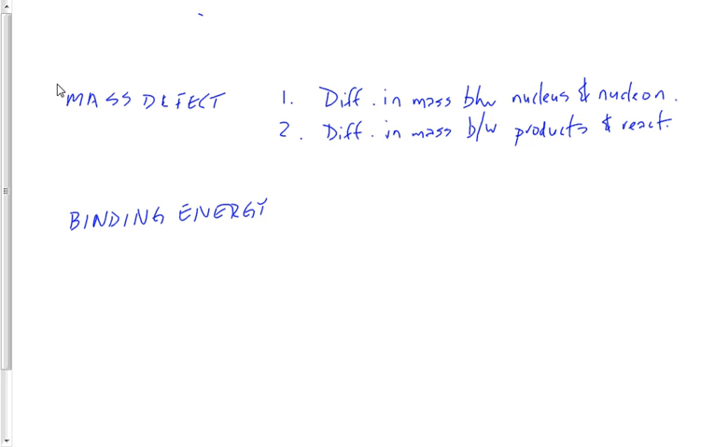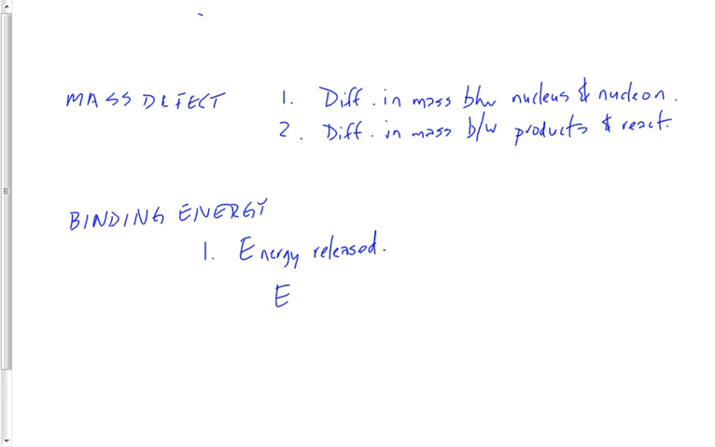Now, this mass defect gets translated into what we call the binding energy, and there's a few ways that we can define binding energy as well. The one way that's relevant to us is the energy that's released in the nuclear reaction, in the fission reaction, in the fusion reaction, in whatever reaction. How are we going to find the value of that binding energy, the energy that's released in the reaction?